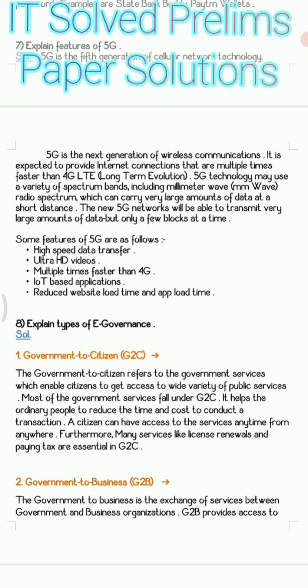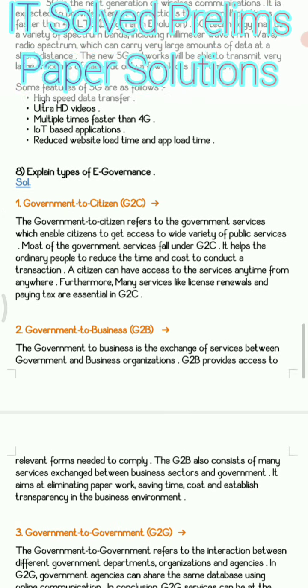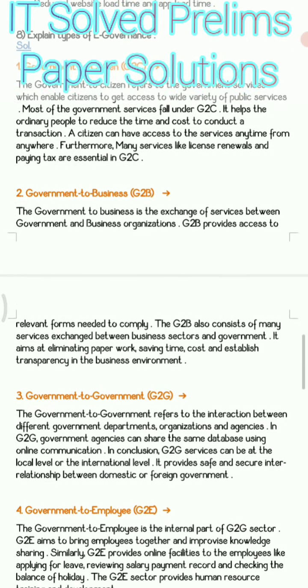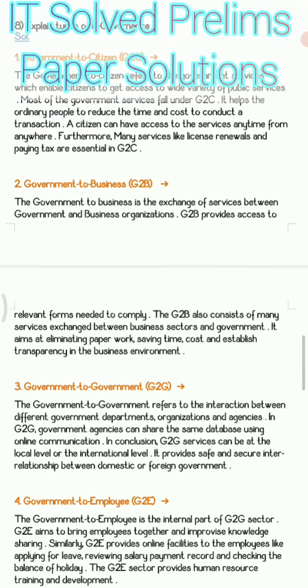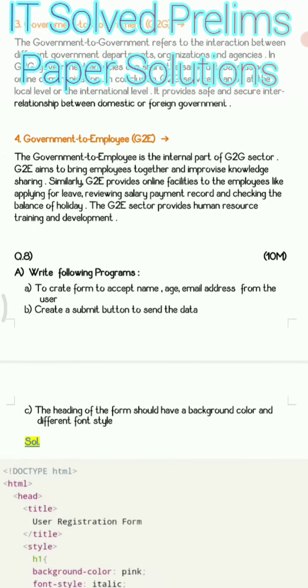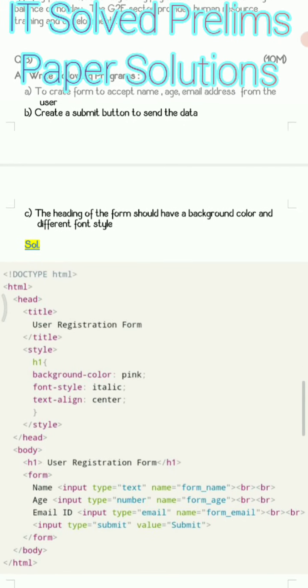Next we have explain the types of e-governance. So what are the types of e-governance? Government to citizen, government to business, government to government and government to employee. So all these are the different types of e-governance which you need to tell, and you have to give the examples for it. After that you have question number 8, in which you have to write programs.